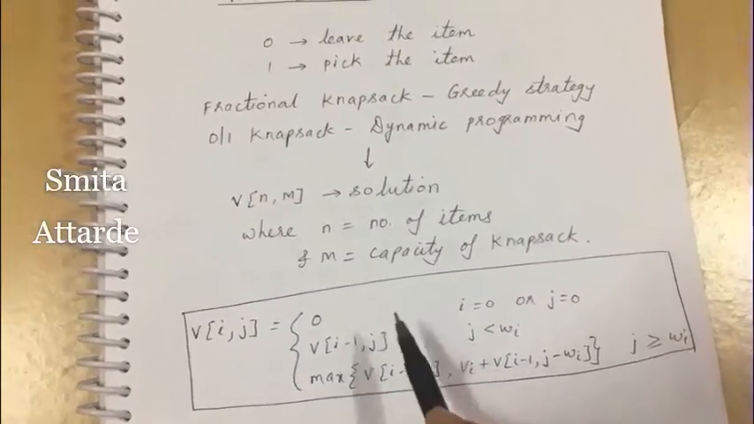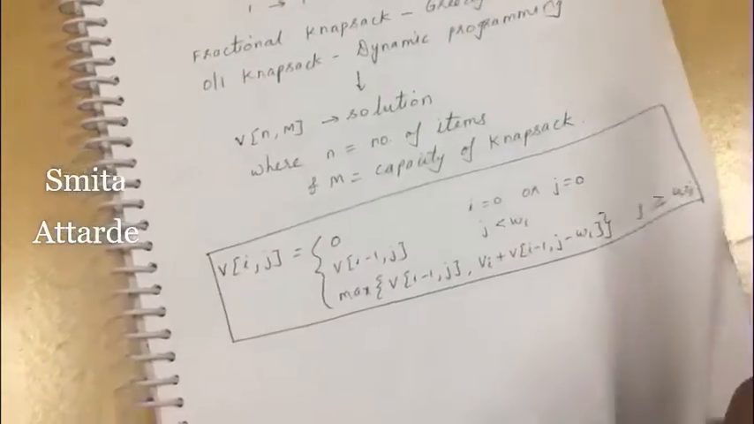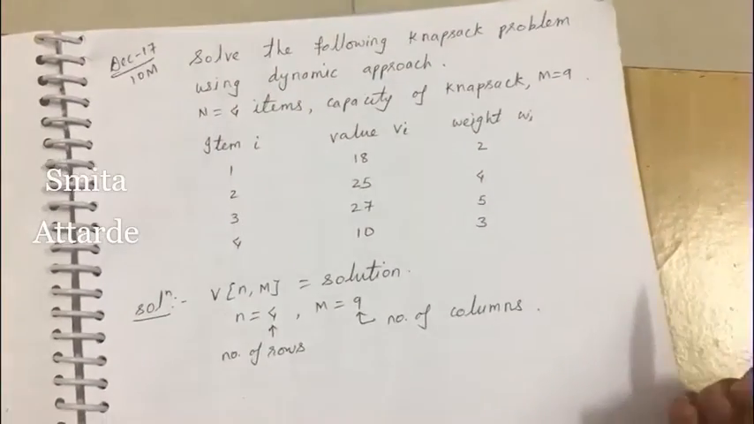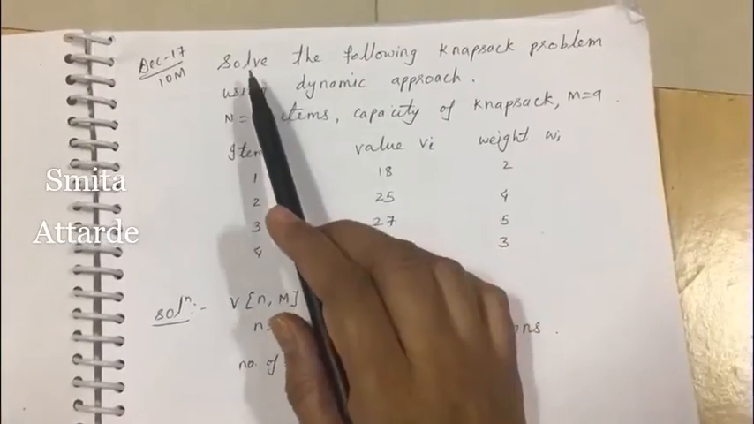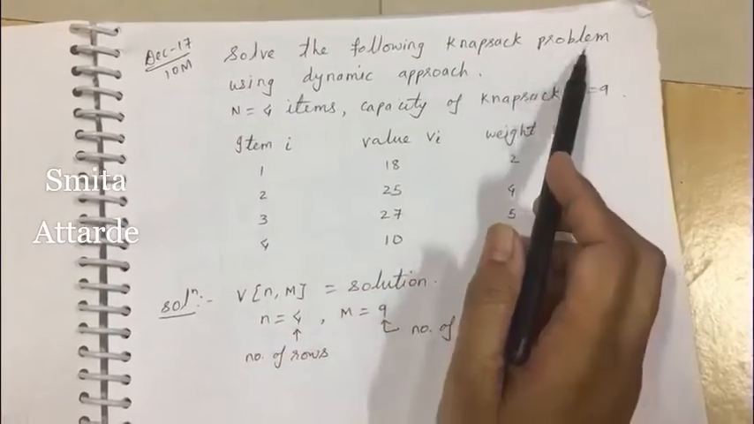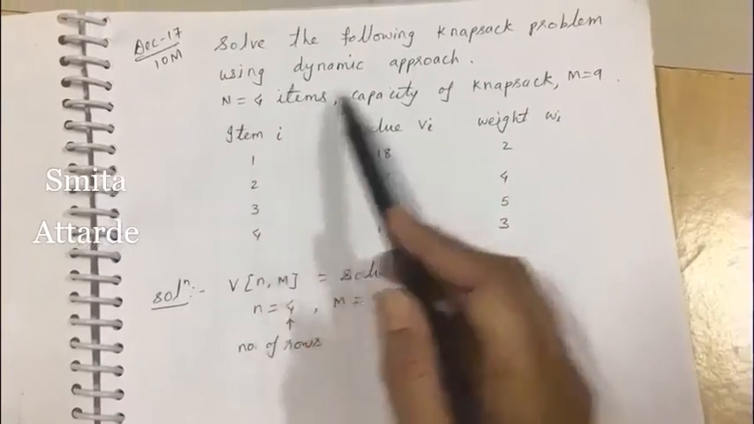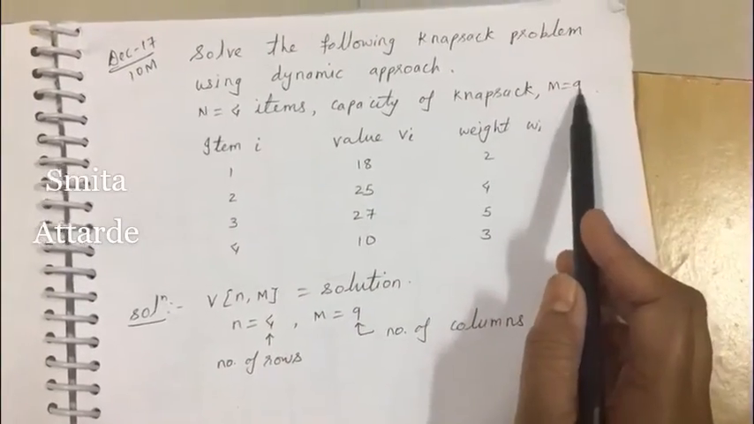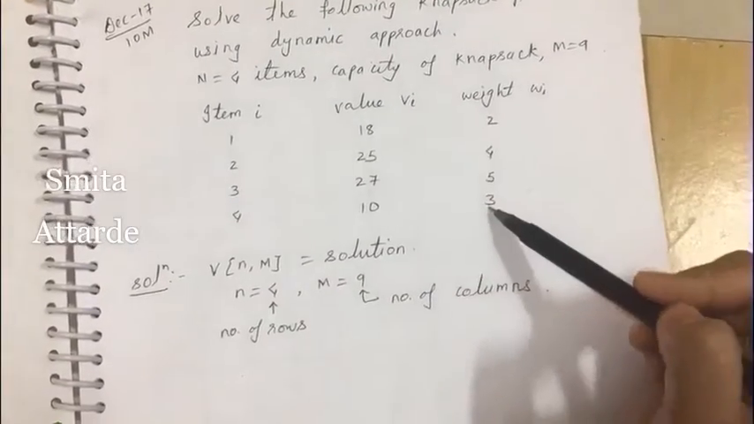Now to understand how to solve the 0-1 knapsack problem using dynamic strategy, we are going to consider an example which was asked in December 2017. The problem was asked for 10 marks. The question is, solve the following knapsack problem using dynamic approach. N equals 4 items is given, the capacity of the knapsack m equals 9, and each item's value and weight is given.